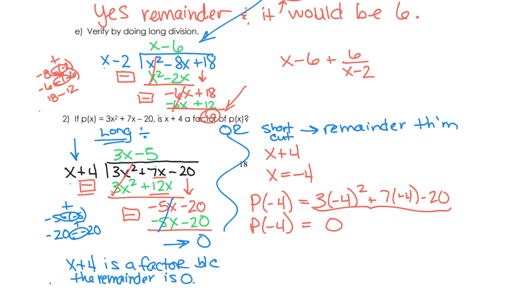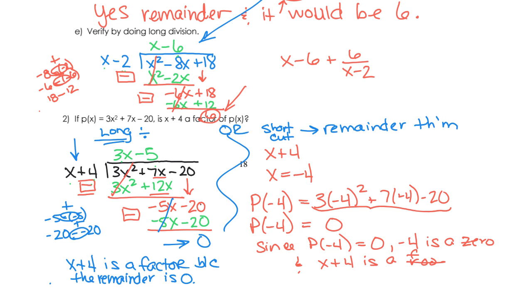And so we can go ahead and now say that since p of negative 4 equals 0, negative 4 is a zero, and x plus 4 is a root. Or I should say factor. Doesn't matter. The question said factor. That's why I switched it. Okay. And that one's finished. So you can see either way we'll answer the question, right?